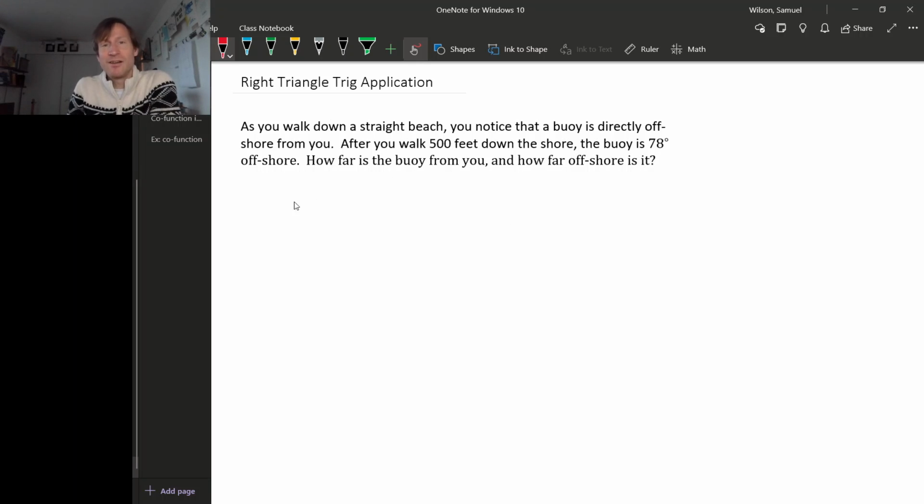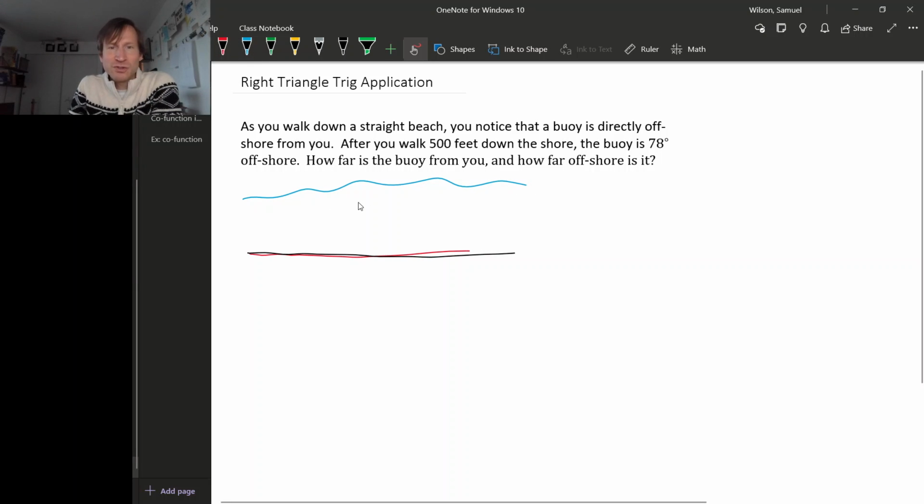So to get a handle on what all of this is saying, let's draw a diagram. I always like to draw a diagram when I can, just to have some sort of picture to reason with. So let's see, here's the shoreline maybe, and maybe the water's over here, and offshore somewhere there's a buoy. So we're starting here, and then we walk 500 feet this way. So this distance is 500 feet. And then we measure this angle, and this is the angle that's 78 degrees.